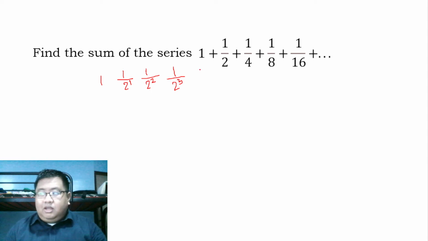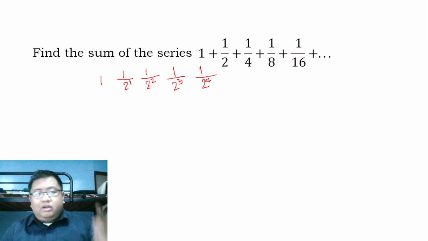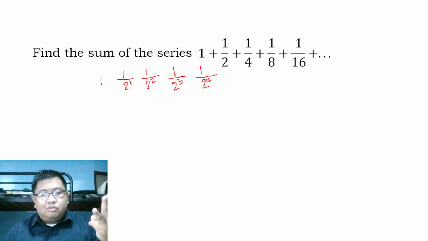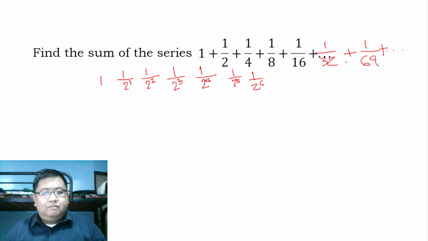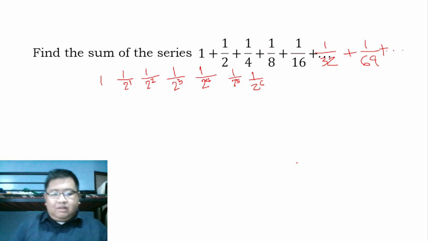1 over 16 would be 1 over 2 raised to 4. 2 raised to 1 is itself, 2. 2 squared is 2 times 2, 2 cubed is 2 times 2 times 2, so that's 8, and so on and so forth. If the pattern continues, the next term in this series would be 1 over 2 to the 5th, which is 1 over 32, plus 1 over 2 to the 6th, which is 1 over 64, and so on and so forth.